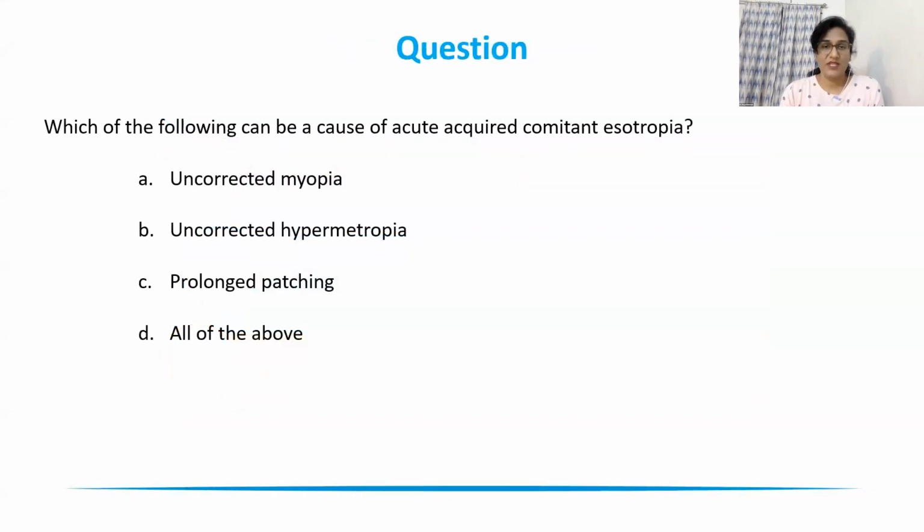Let's start with a question for the audience. Which of the following do you think can be a cause of acute acquired comitant esotropia? Can it be uncorrected myopia, uncorrected hypermetropia, prolonged patching, or all of the above?